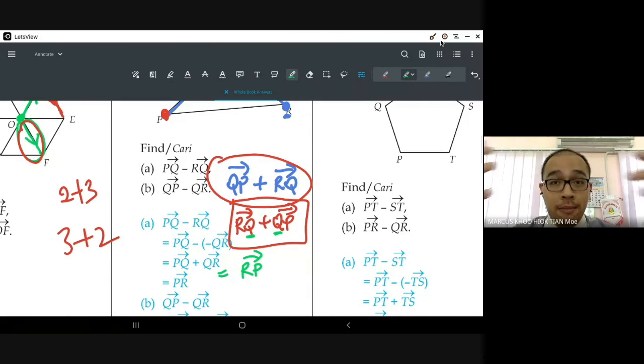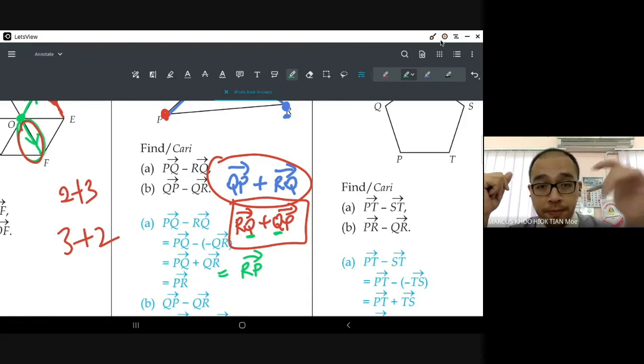But because it is tambah, it's very easy. Kau boleh tukar-tukar saja. 2 tambah 3, 3 tambah 2, kau dapat 5 juga. QP plus RQ is the same as RQ plus QP. You just switch it around. Okay, sebab dia adalah tambah.